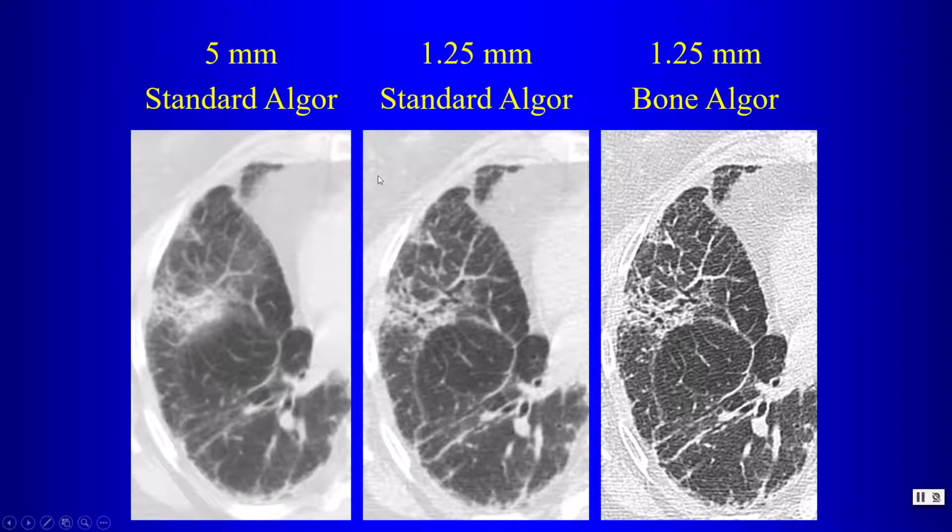Now, the necessity for thin sections is demonstrated here. So this is what a 5 millimeter thick section looks like. Because of all the volume averaging, you kind of lose all the detail here. And it's when we go to the thin section, whether it's standard or bone algorithm, that you can really see this area of traction bronchiectasis here, telling you that this is a patient who has fibrotic lung disease.